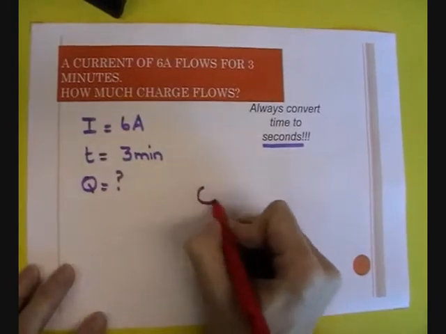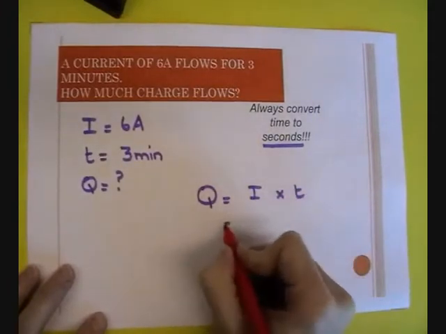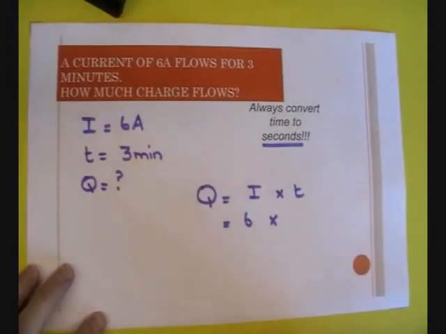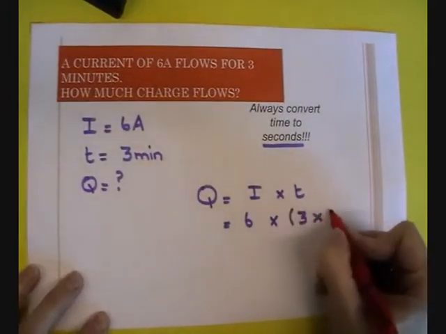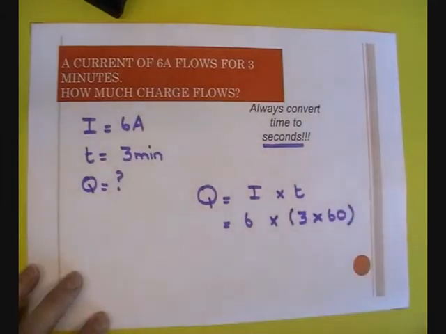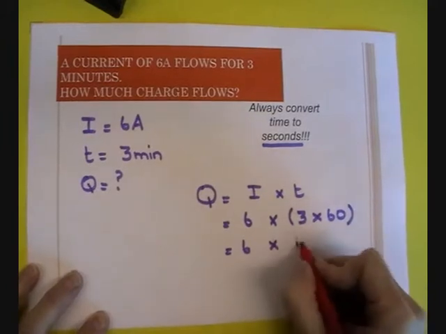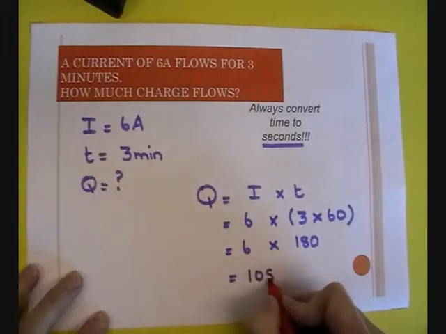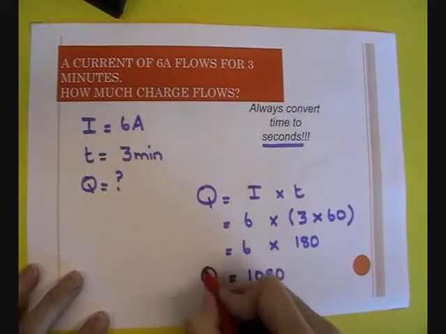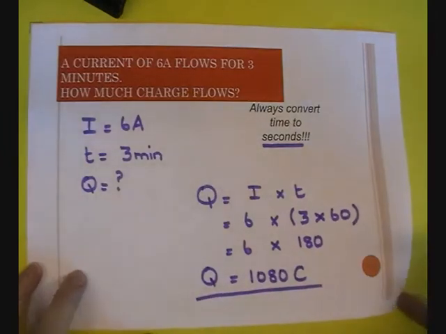So first of all, write your equation down. Q is equal to I times T. I is 6, and time now we have to change into seconds. So it's 3 minutes, and there's 60 seconds in every minute. So that's 3 times 60, which is 180 seconds. So 6 times 180, and the answer is 1080. And the unit for charge is coulombs. So you always put a unit in, always put an equal sign, and always underline your answer.